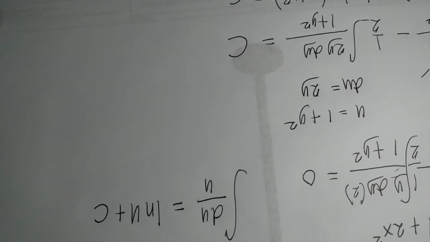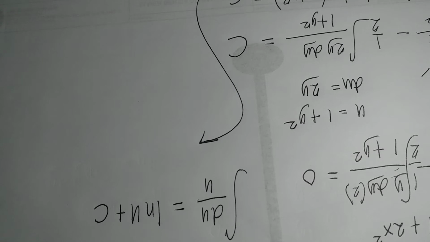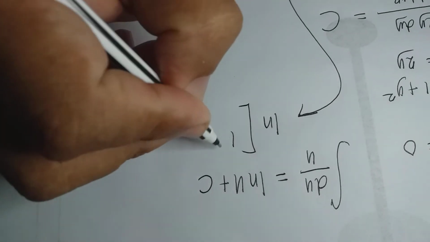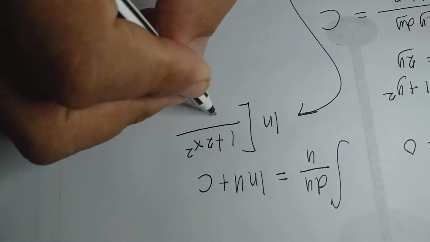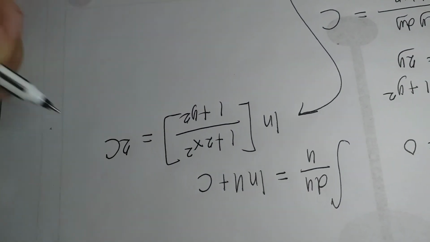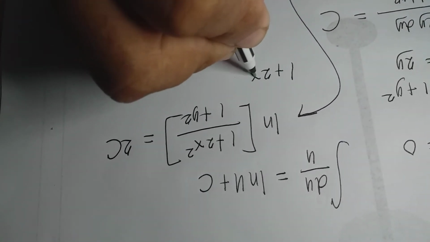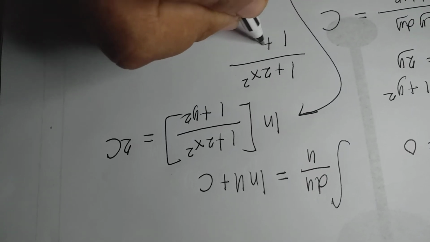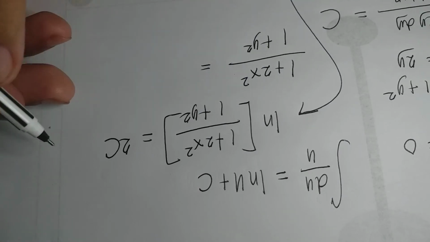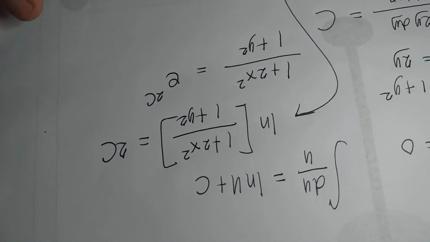Okay? Now, let's have it here. Cross multiply. So we have ln of (1 plus 2x) squared over (1 plus y) squared is equal to 2c if we're going to cross multiply. And we have (1 plus 2x) squared over (1 plus y) squared is equal to, taking the natural logarithm of this whole thing, this will give us e to the 2c.